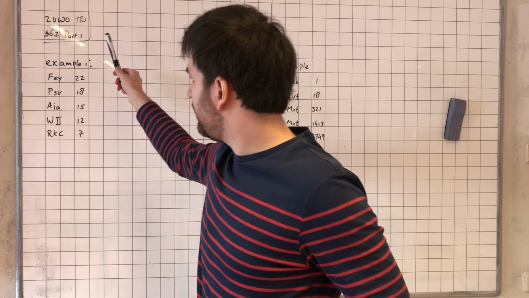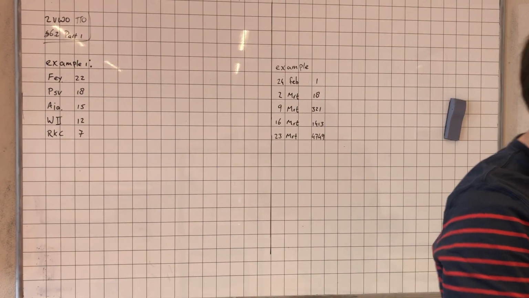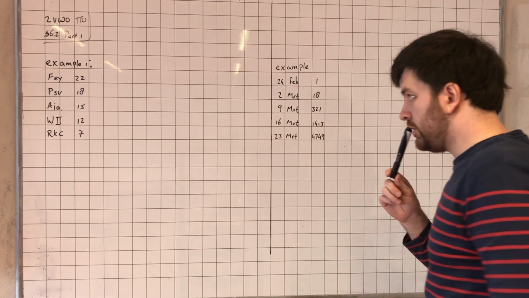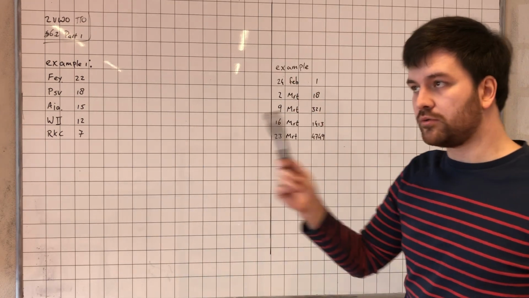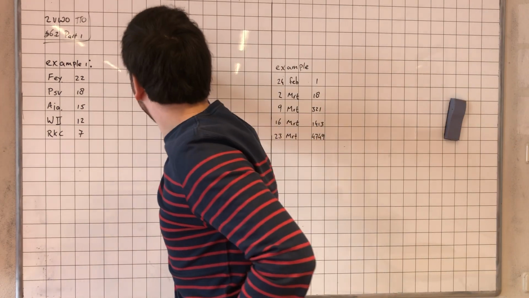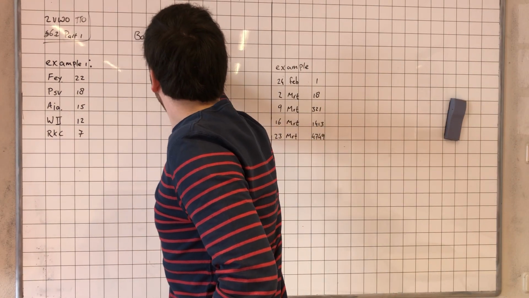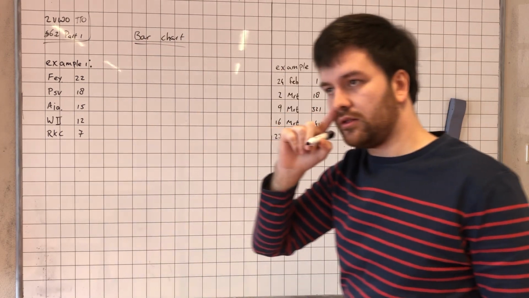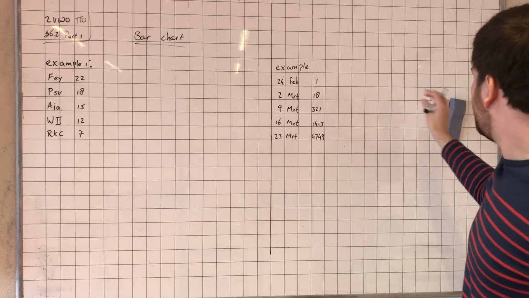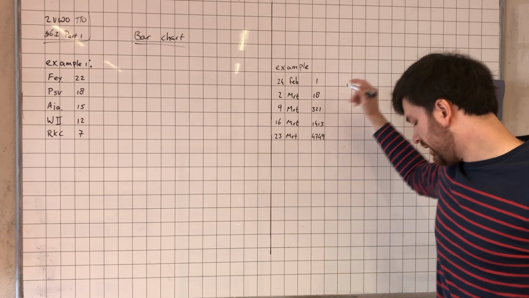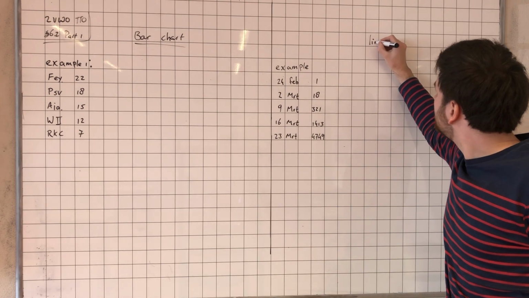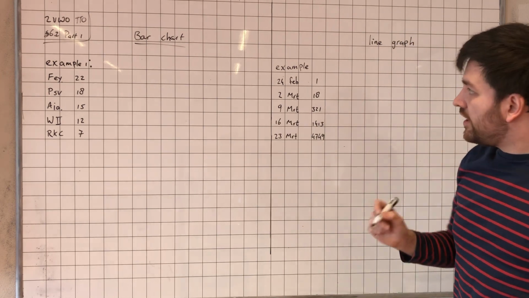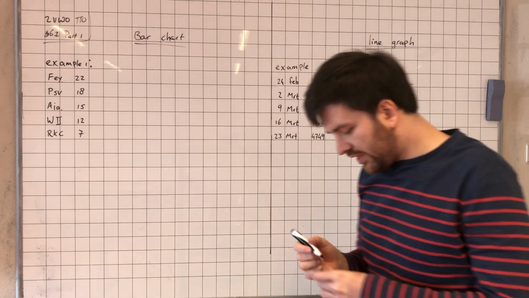Today we're going to start with a new part of this chapter, and this next part is all about drawing graphs. And today I'm going to show you two examples of two different graphs. First I'll show you a bar chart. And after that, I'm going to talk about a line graph. So let's start with a bar chart.